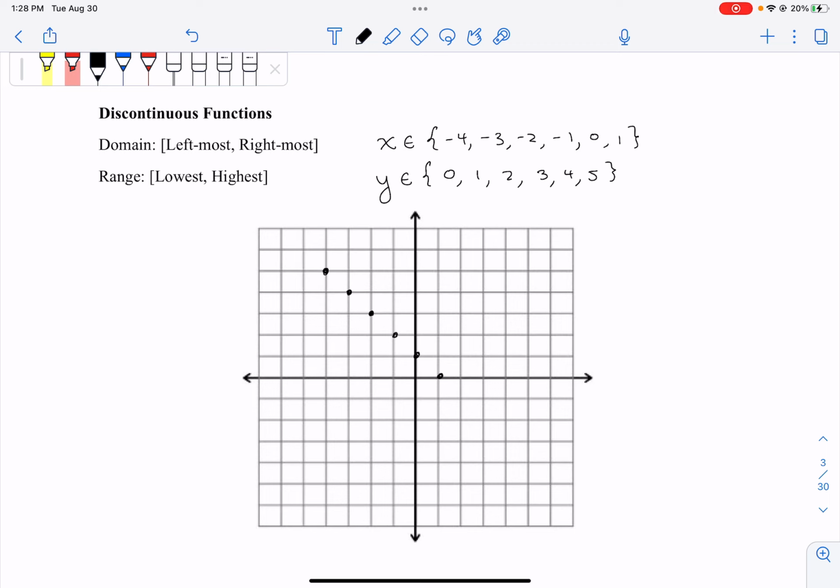You will see other functions, namely some that look like this. And the domain and range are going to be just a little bit harder there to figure out, but we'll save that for calculus. So let's go ahead and move on to the next part.